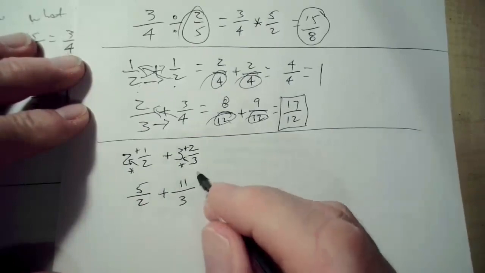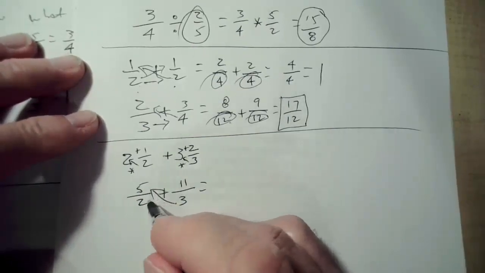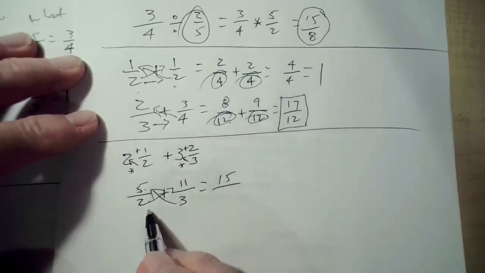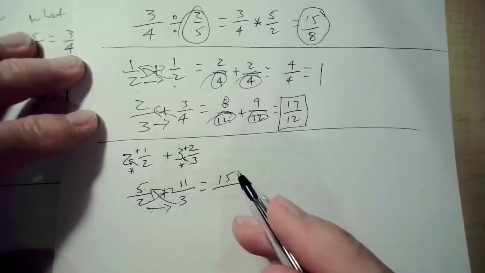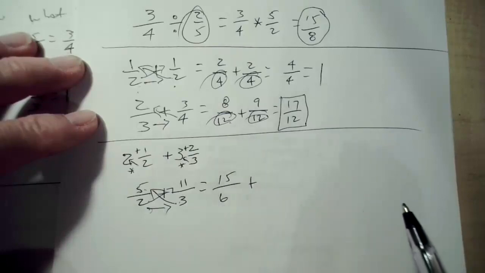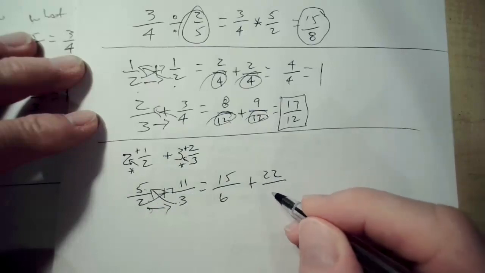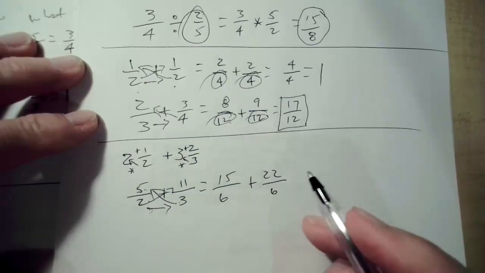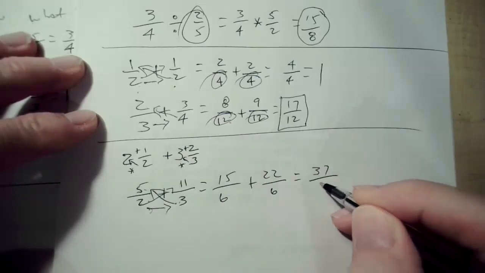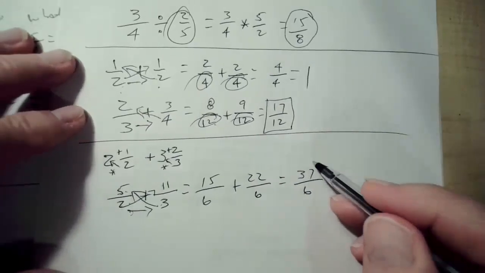Now, do we have a common denominator? No. So you have to make these into something with a common denominator. So again, cross multiply. 3 times 5 is 15 over, and then you multiply these two to get the common denominator, 6. Plus, 2 times 11 is 22 over 6. We have a common denominator, so now we just add the numerators. So that's 37 over 6.